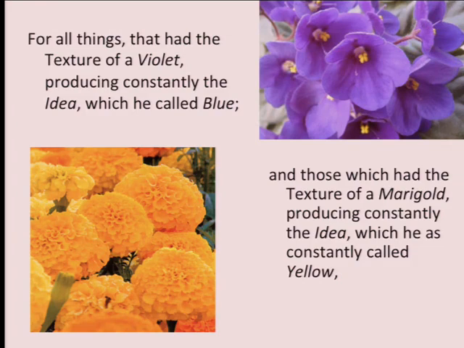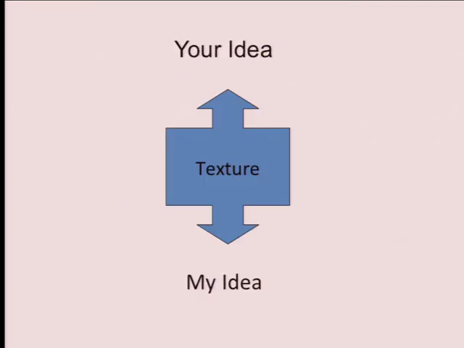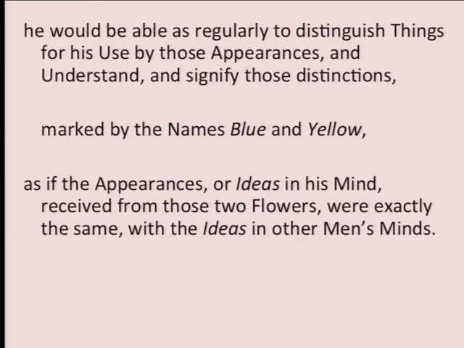And those which are the texture of a marigold, producing constantly the idea which he has constantly called yellow, he would be able as regularly to distinguish things for his use by those appearances and understand and signify those distinctions marked by the names blue and yellow. So the other guy's experiences are all the other way around from yours, but the other guy still uses blue in connection with the same objects as you do. The other guy still uses the word yellow in connection with the same objects that you do. The other guy classifies and discriminates using the words exactly the same way you do.